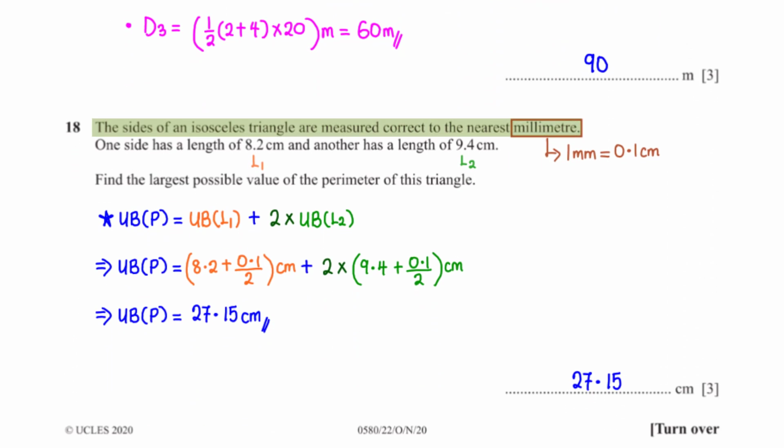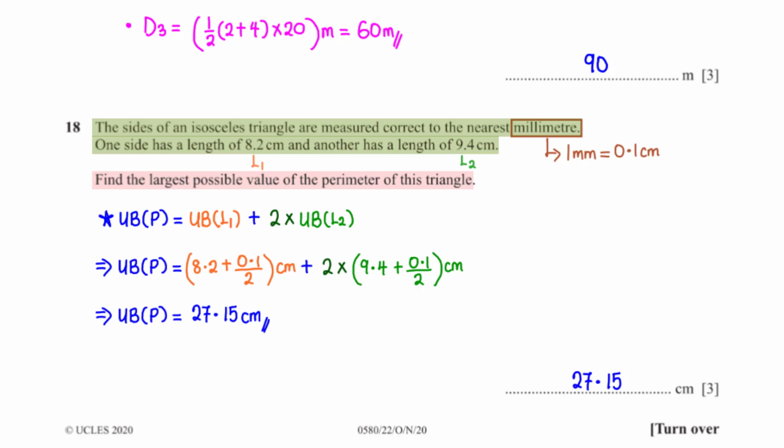The sides of an isosceles triangle are measured correct to the nearest millimeter. One side has a length of 8.2 centimeters and another has a length of 9.4 centimeters. Find the largest possible value of the perimeter of this triangle. The first thing to note is that an isosceles triangle has two of its side lengths equal. In this case, we don't know if that is L1, which is 8.2 centimeters, or L2, which is 9.4 centimeters.